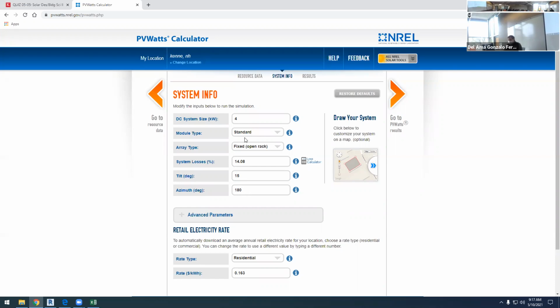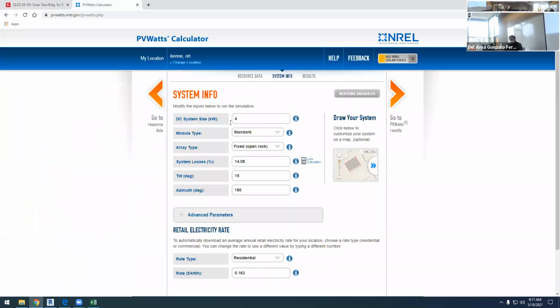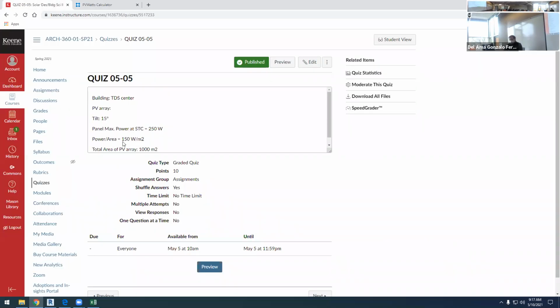We are going to use always the standard module, the fixed open rack, and the same system losses. So we're not going to change any of this, but we have to change the DC system size. This is the most important thing, because if this is wrong, then everything else will be wrong. For the DC system size, we need to type a number in kilowatts. And here we have different data.